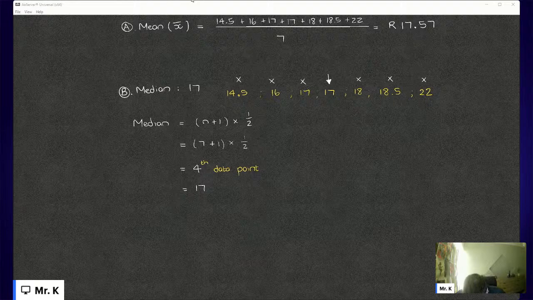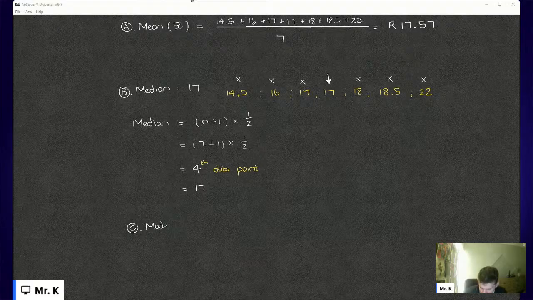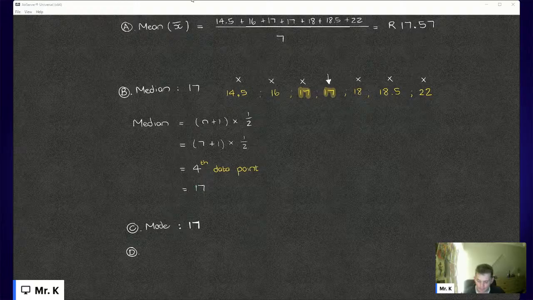Let's move on to point C. These are the easy questions now. What is the mode of our data set? In other words, which number repeats itself most frequently? We can see in this case, it's the number 17 that pops up twice. So it is a unimodal data set, meaning that there's only one mode. So we can simply state that the mode is the value 17, which in this case happens to be the same as the median, but it's not always going to be the case.